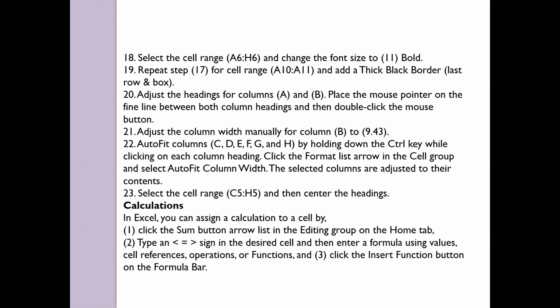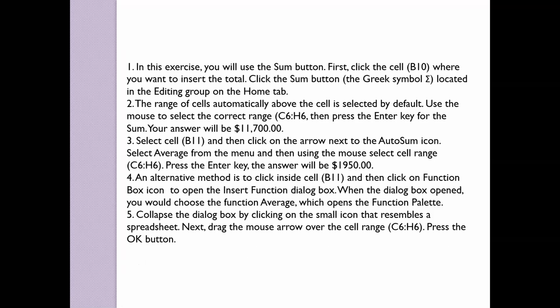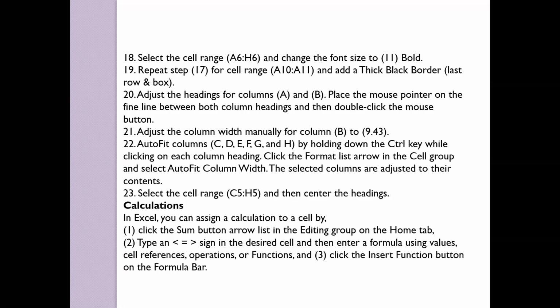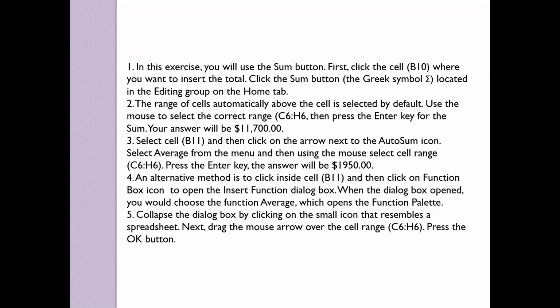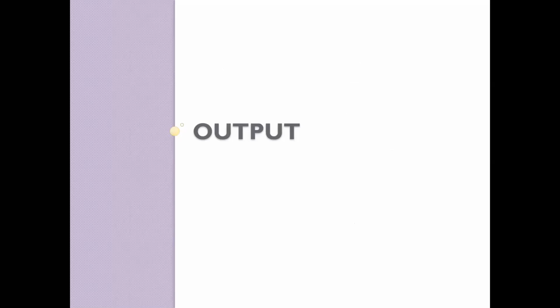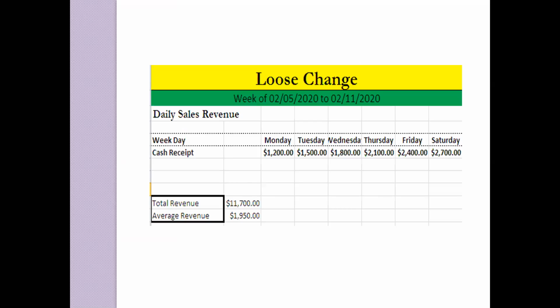And for your calculations, in our calculations we have instructions 1 to 5. In Excel, you can assign calculations to a cell by following the instructions. Number 1, for example, click the sum button arrow list in the editing group on the home tab because you are going to sum up. It goes up to number 5. And then the output, this is what your activity should produce.